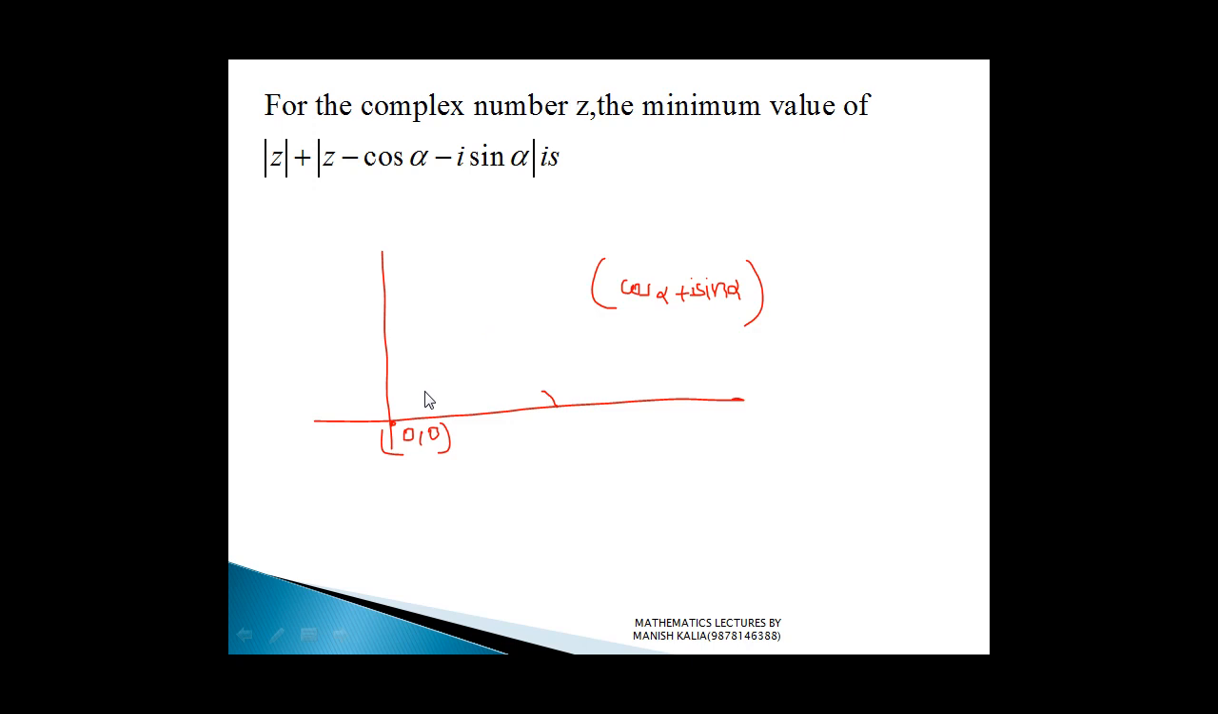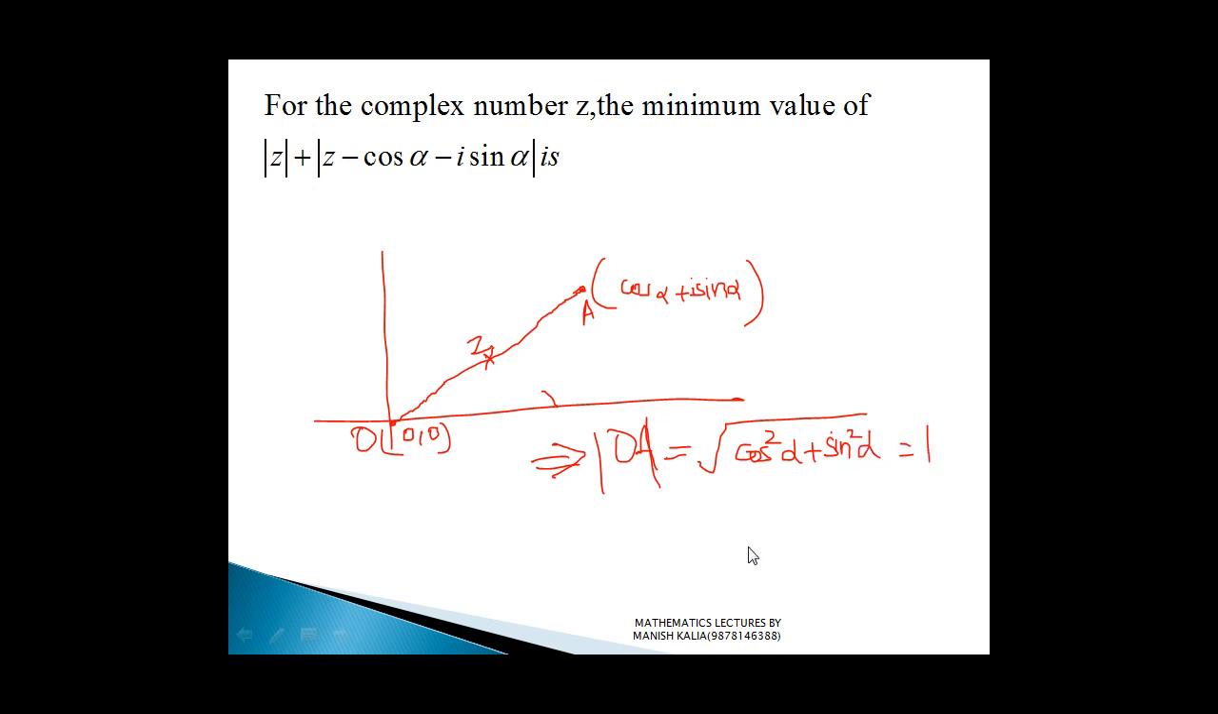So z could be any point lying on the line joining these points, because in that case only the sum of the distances from the origin and the point A will be minimum. In any other case, if z is not lying on this line, then the sum of the distances will always be more than the sum if the point is lying on the line. So this implies we want to actually calculate the distance OA. This distance is nothing but under root of cos square alpha plus sin square alpha, which is actually equal to 1. So hence proved.